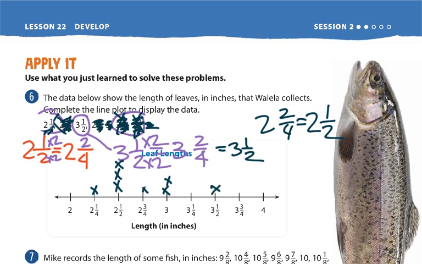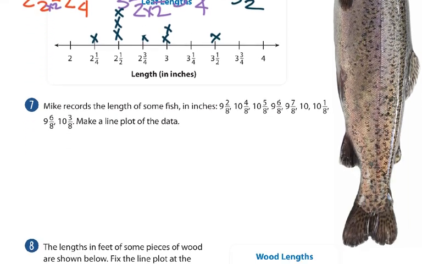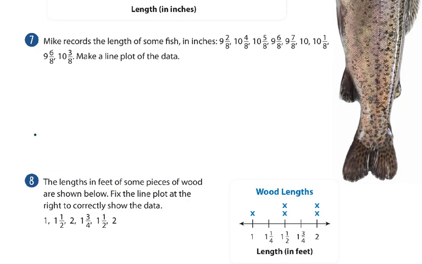I'm going to add them up and make sure I didn't make a mistake. I have 4, 5, 6, 7, 8. 1, 2, 3, 4, 5, 6, 7, 8. I did all of them. Looks great. Does it ask me a question? Nope, it just tells me the line plot. Funsies. We're on to number 7.